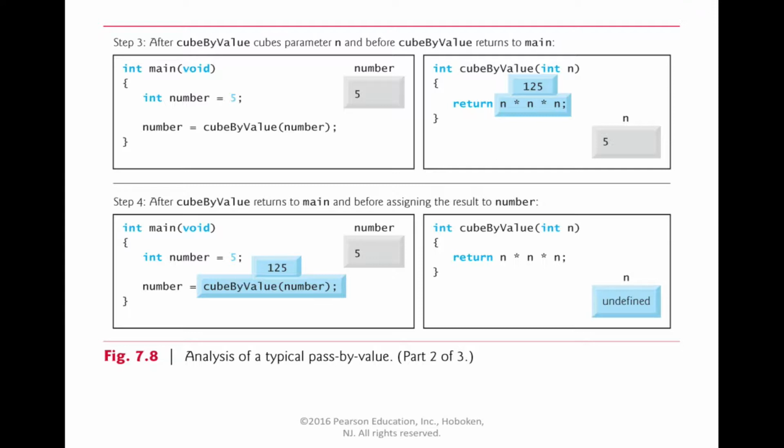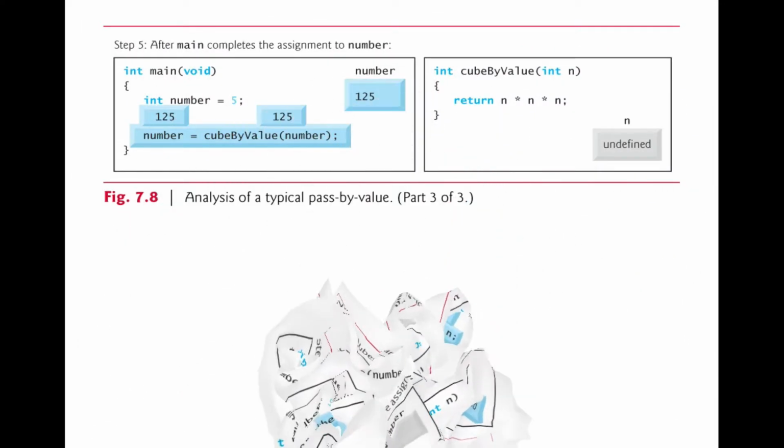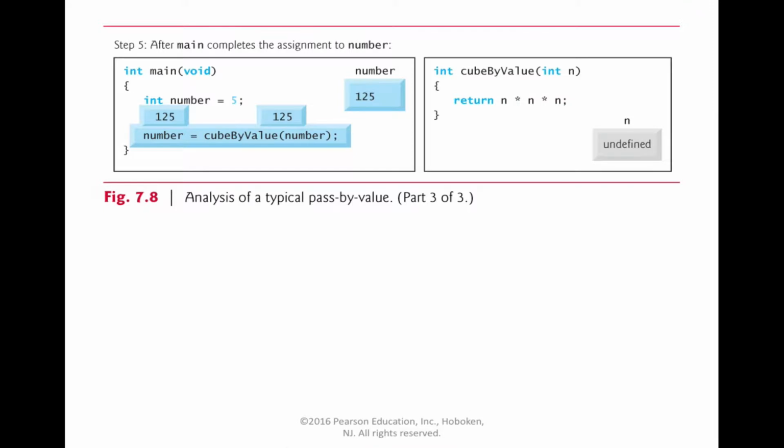Cube by value returns to main. That result is stored in number, so the value of number is now 125, and n in cube by value is nothing now. And again, once we complete that assignment, number is 125, n is now undefined because we're not in that method call.